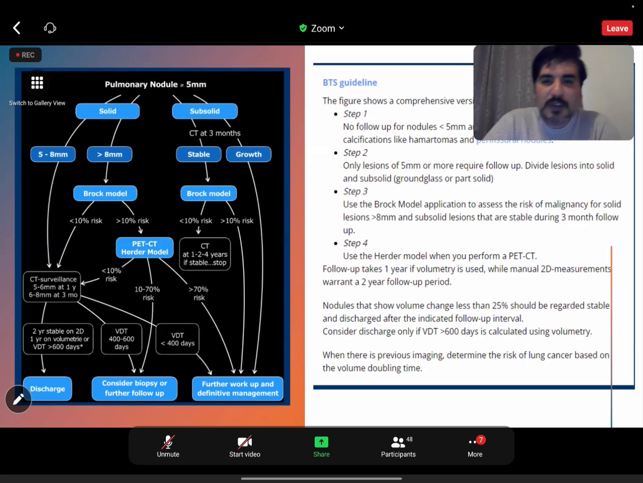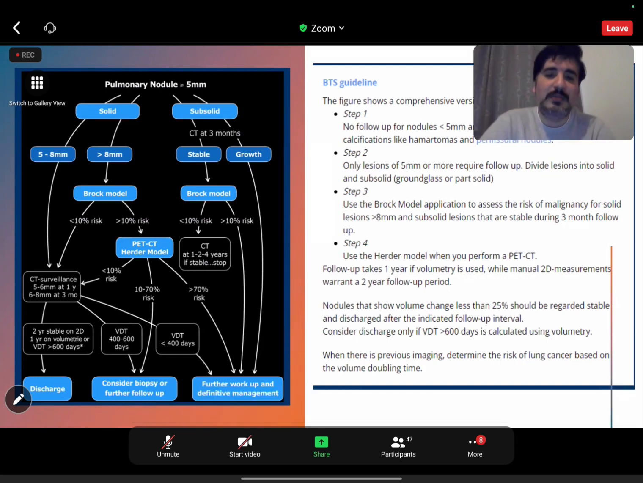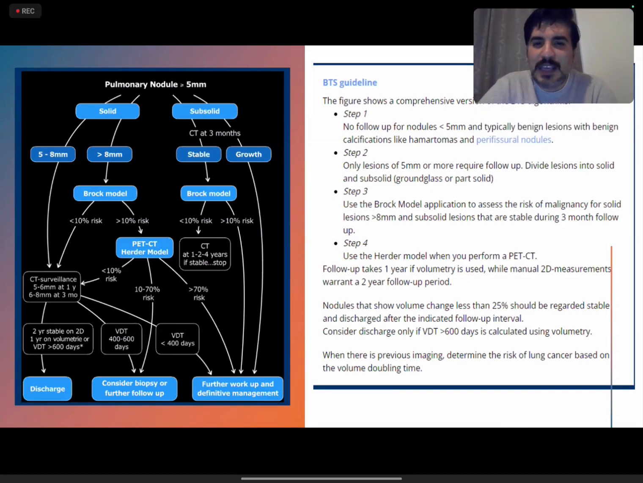Then we have different approaches. We follow up initially at 3 months, then we follow up at 1 year interval. For subsolid nodule, we can follow up up to 4 years because sometimes they can develop into a slow growing adenocarcinoma. So BTS guidelines are really important in UK and you should know about them. Any question may or may not be asked about them, but if you want to practice as a radiologist here in UK, you should know about BTS guidelines for the lung cancer treatments.